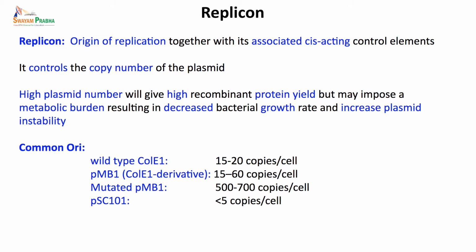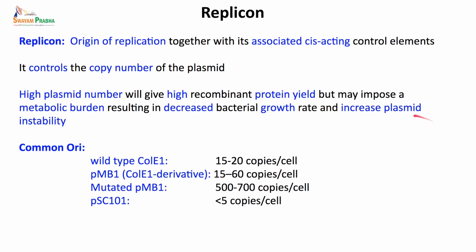Intuitively one can think that, okay, if I have high plasmid numbers, then I will have a high yield of the recombinant protein. But one has to remember that the amount of recombinant protein that you want to produce in these cells would also impose a metabolic burden on the cells. And if there is a lot of metabolic burden on the cells, then the bacterial growth will slow down. And also, the second thing that may happen is that the plasmid will become unstable.